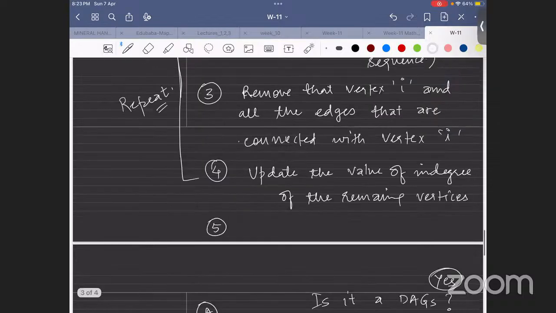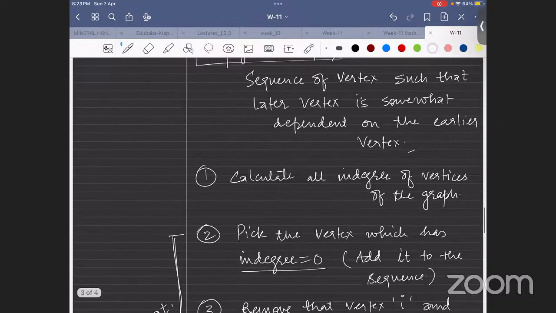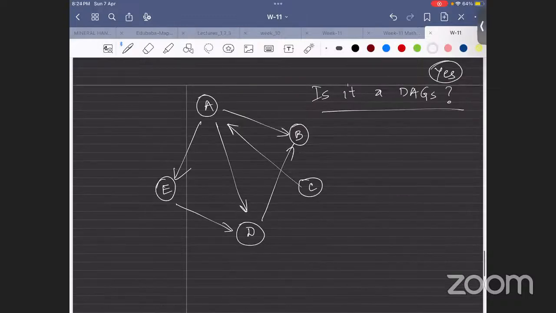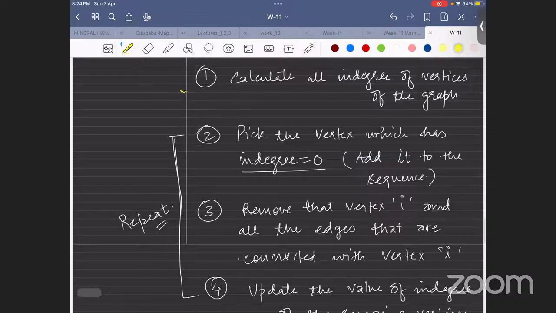What did I say? You have to calculate the in degree for all the vertices. Can you tell me the in degree for A? One. Similarly, what is for B? It is 2. C? 0. What is for D? 2. And for E, it is 1. Correct? Yes. So we are done with the first step.